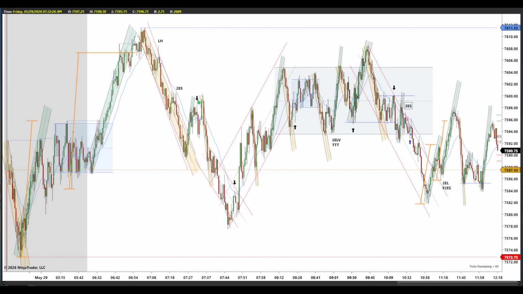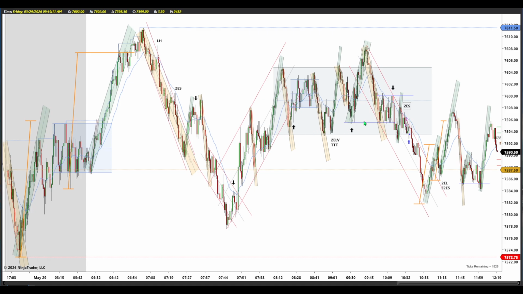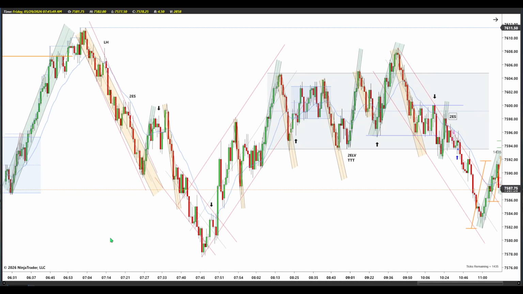There are a few areas where I thought something might have set up, marked with these black arrows, and then some actual possible trades that I marked. And I actually took one trade. It was a little bit later than I usually do, and I missed some great opportunities earlier on. So I'm going to get into the setups right now.